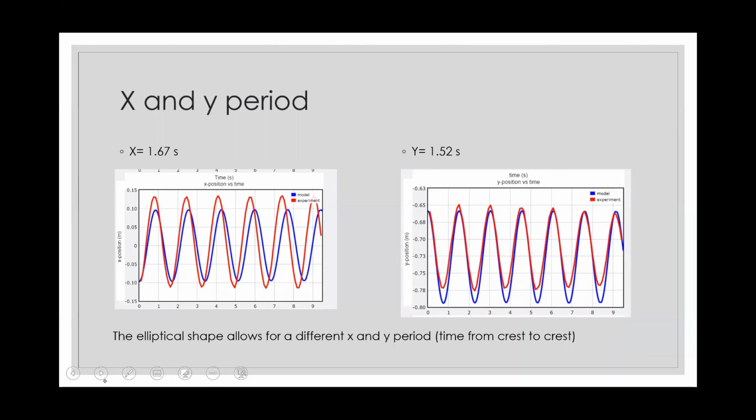Now, what can we say about the x and y periods of oscillation? We could calculate them using the average of the first 4 full oscillations. In this, I found that the x period was 1.67 seconds and the y period was 1.52 seconds. They can be different because of the elliptical shape of the orbit and 2 different types of potential energy in the system, making it so that the gravitational potential energy doesn't directly increase when the kinetic energy decreases.